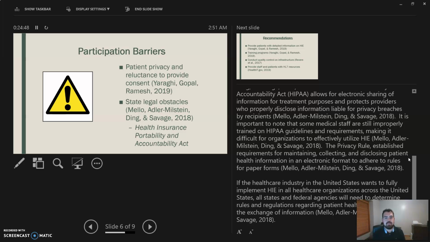The privacy rule established requirements for maintaining, collecting, and disclosing patient health information in electronic format to adhere to the rules of the paper forms. Remember those physicians I mentioned earlier that only utilize paper forms? Well, the privacy rule took that into account and established the requirements for the electronic versions to match those of the paper forms. If the healthcare industry in the United States wants to fully implement HIE in all healthcare organizations across the United States, all states and federal agencies will need to determine rules and regulations regarding patient health information and the exchange of information in order for it to work effectively.